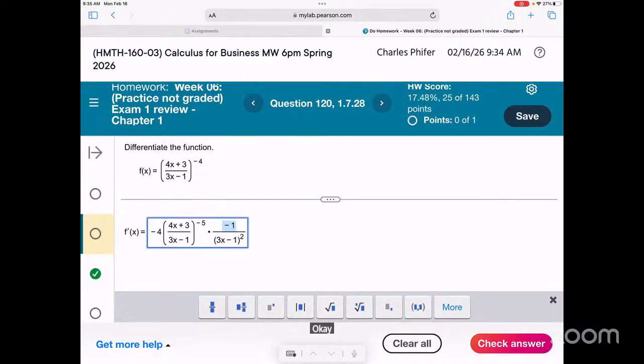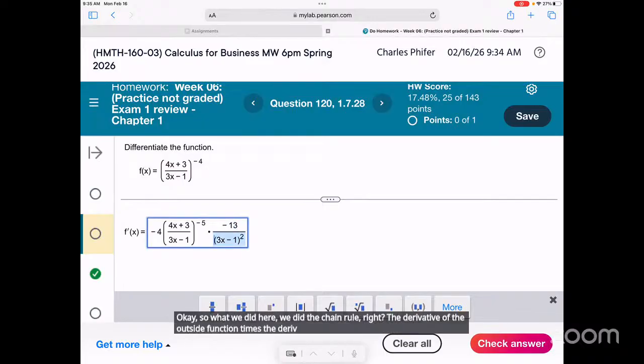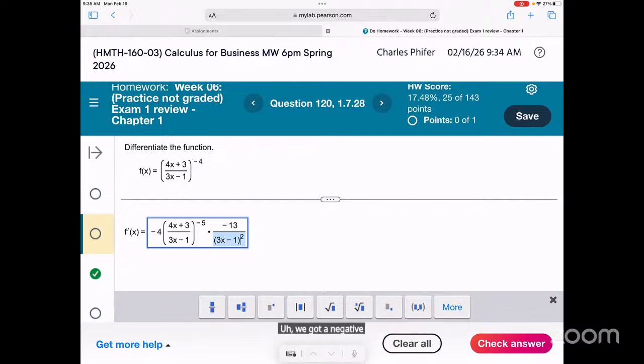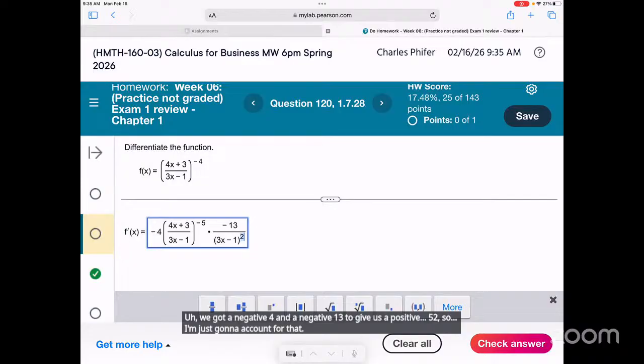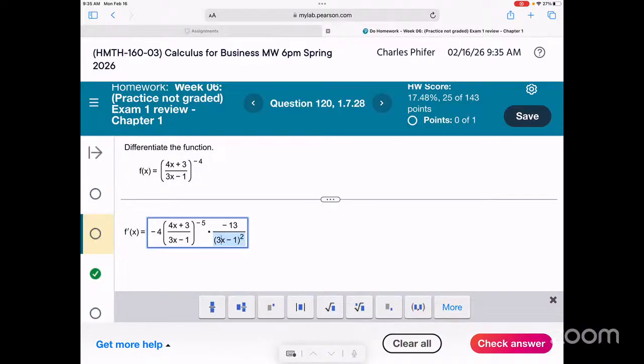Okay. So what we did here, we did the chain rule, right? The derivative of the outside function times the derivative of the inside function. We got a negative 4 and a negative 13 to give us a positive 52. So I'm just going to account for that. Okay. Let's go with it. Okay.